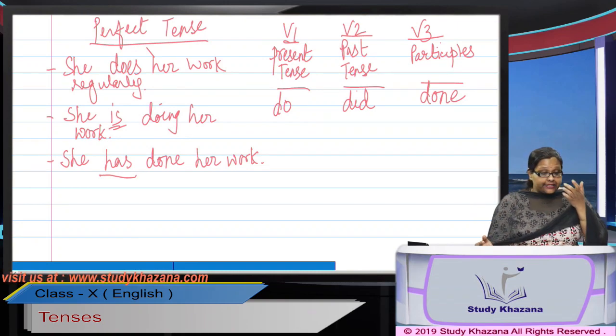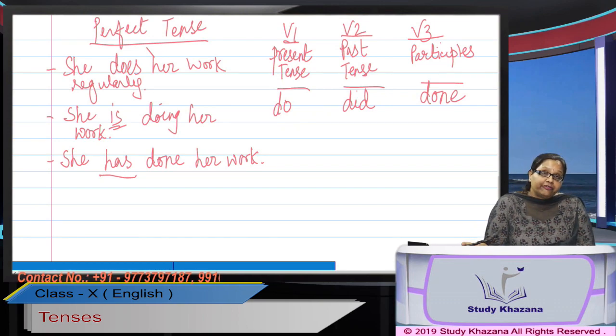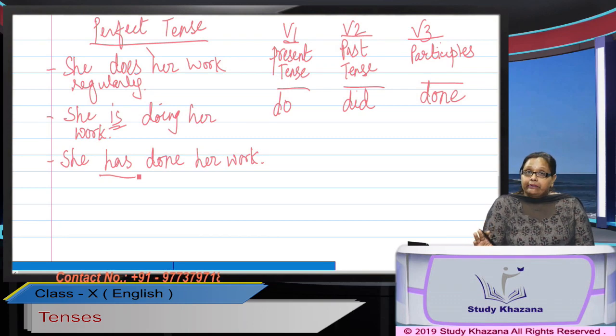So perfect tense denotes a time, the present perfect, for an action that has just finished. It's not past tense because had it happened yesterday or before that, we should switch to past tense. But present perfect denotes those actions that have just finished. So if I say she has done her work, it means by today itself she has completed her work, but right now she is not doing, she has already completed.